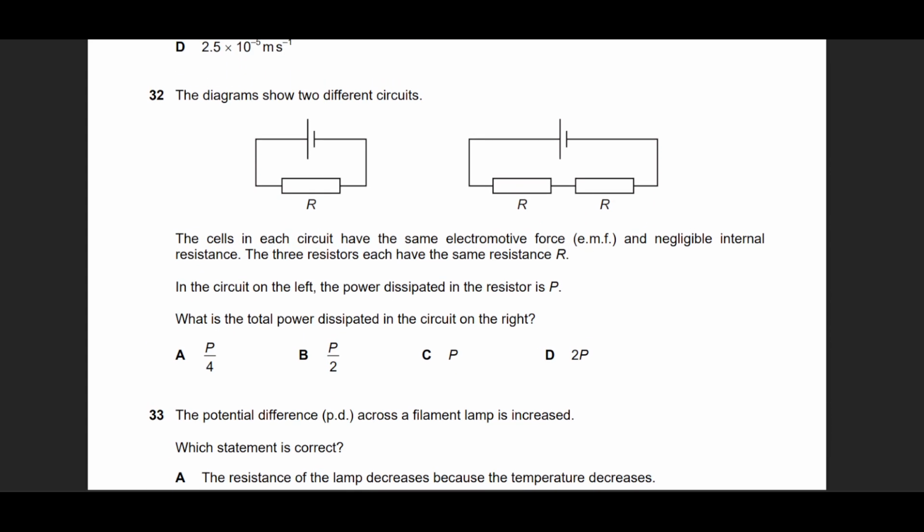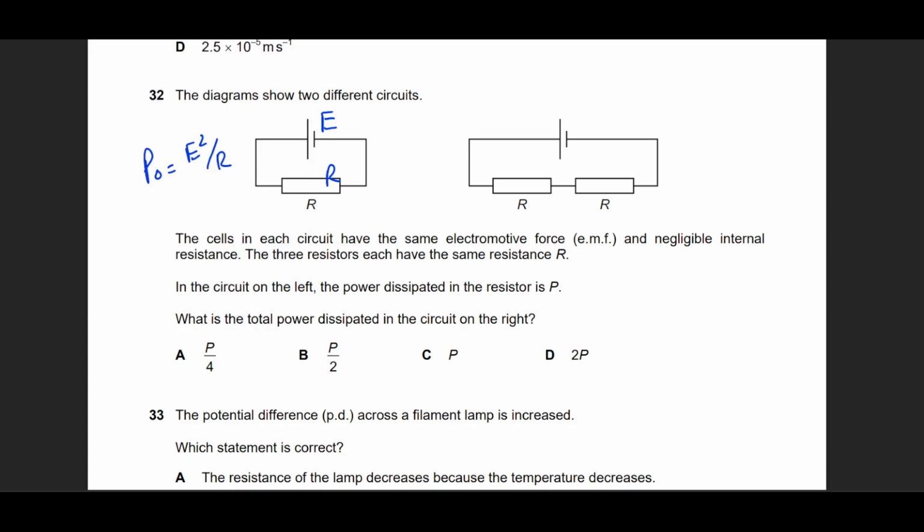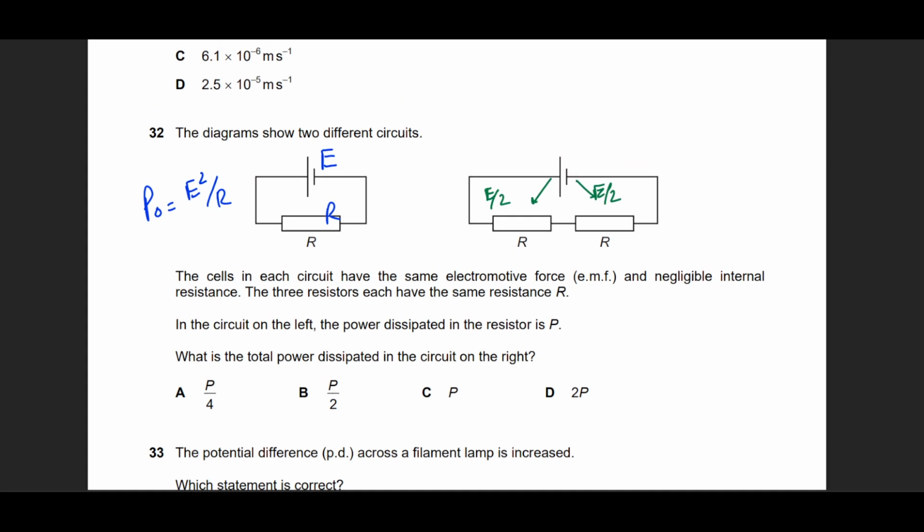Question number 32 says compare the power, the total power dissipated now. So if this had been the case, if this is the EMF and this is the resistance, the original power, the P0, would have been E squared divided by R. Okay, fine. Let's compare with the second case. Since they are in series and the resistors are identical, that means that the EMF has been divided as E by 2 and E by 2 on both of them.